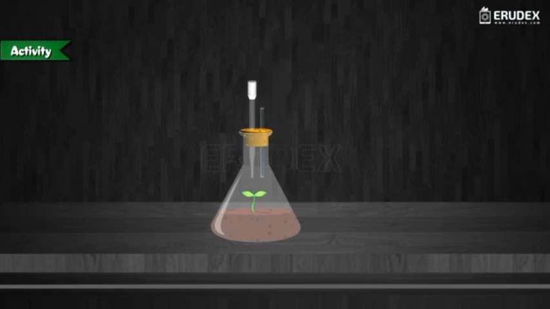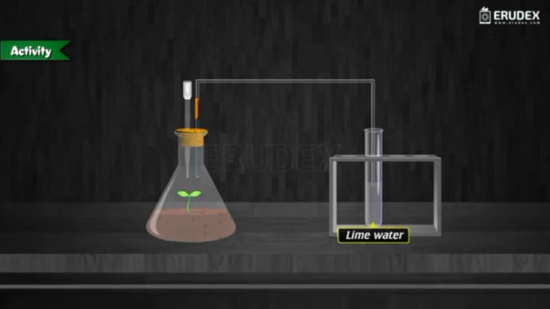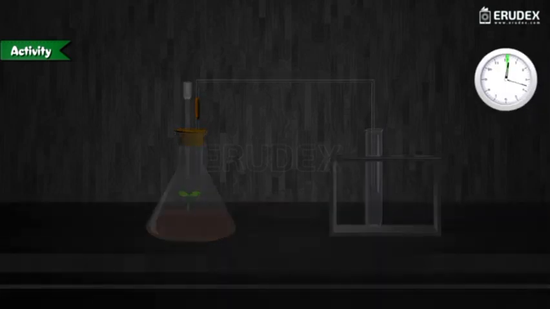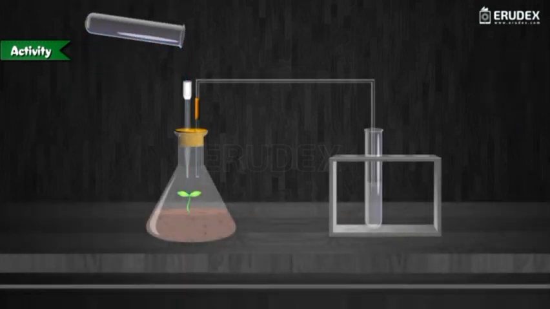Connect this glass tube to a test tube with lime water. Now keep it in complete darkness. After an hour, we shall try to add water through another funnel at another point. Did you observe that the lime water in the test tube turns milky?